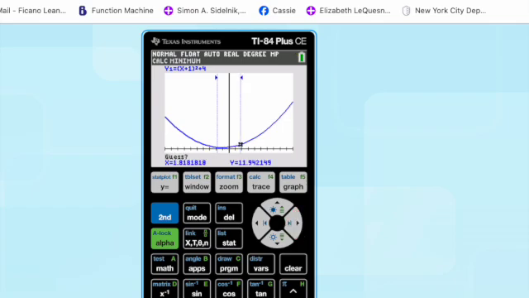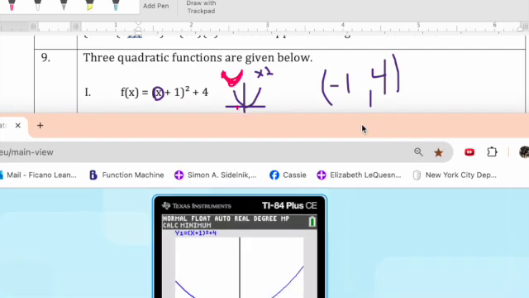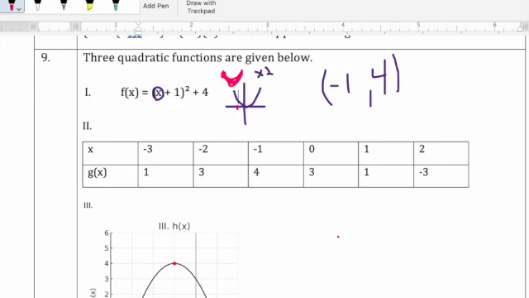Do my bounds. Okay, so it looks like at negative 0.999, which is about -1, and where y is 4. Well, that's actually what I said, -1, 4. Either way you get there works. Now let's take a look at the next one.